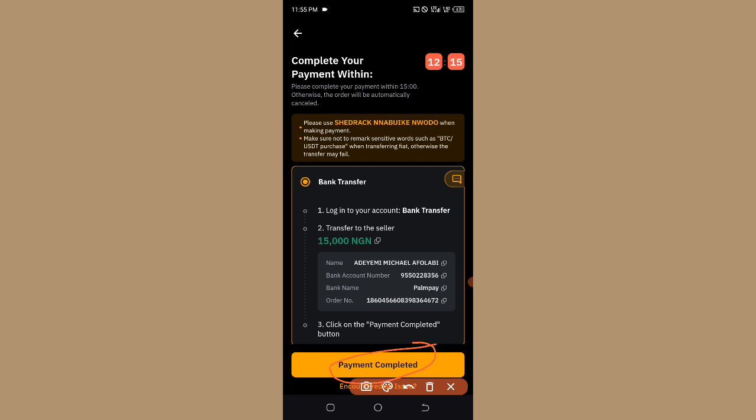So you can see the time is ticking, and as you are trying to do the transaction, you must be watching your time. This time was 15 minutes before. You can see here within 15 minutes. So you have to make your transaction fast within 15 minutes, and you come back here and click payment completed so that your coin will be released to you.